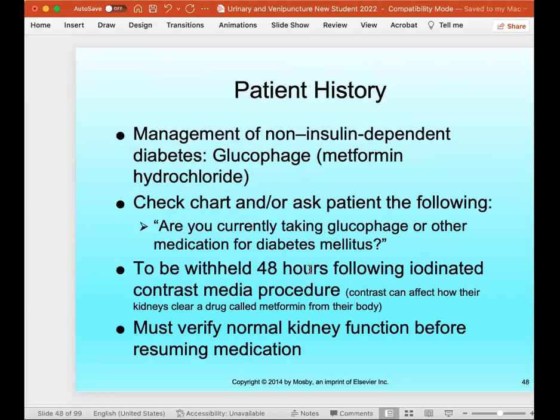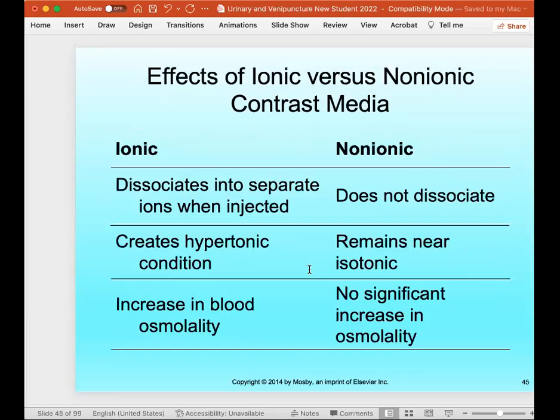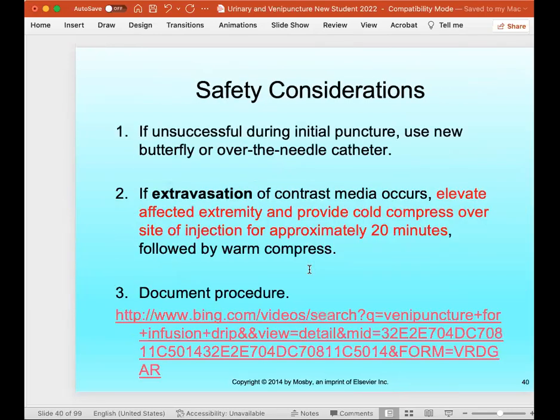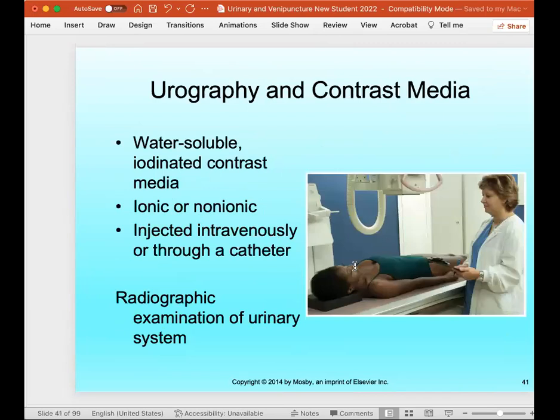So let's go back here. Again, elevate the affected extremity, provide a cold compress over the site of injection for approximately 20 minutes, followed by a warm compress. Okay. Urography and contrast media.